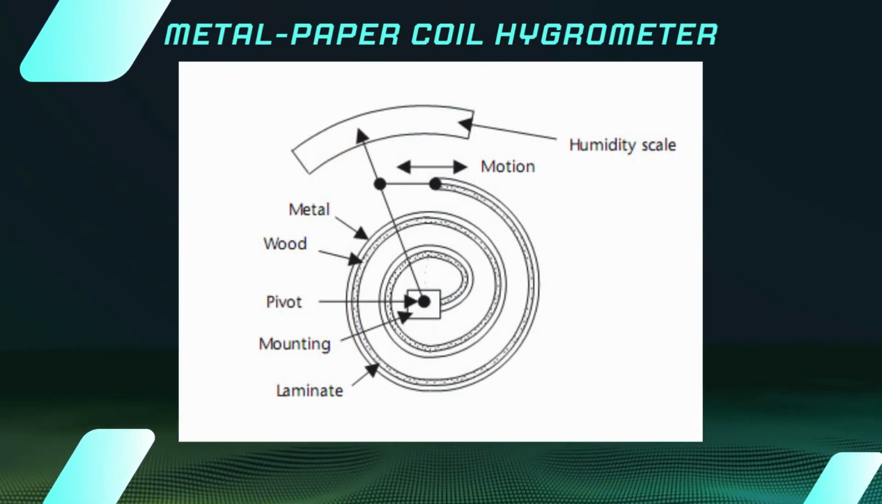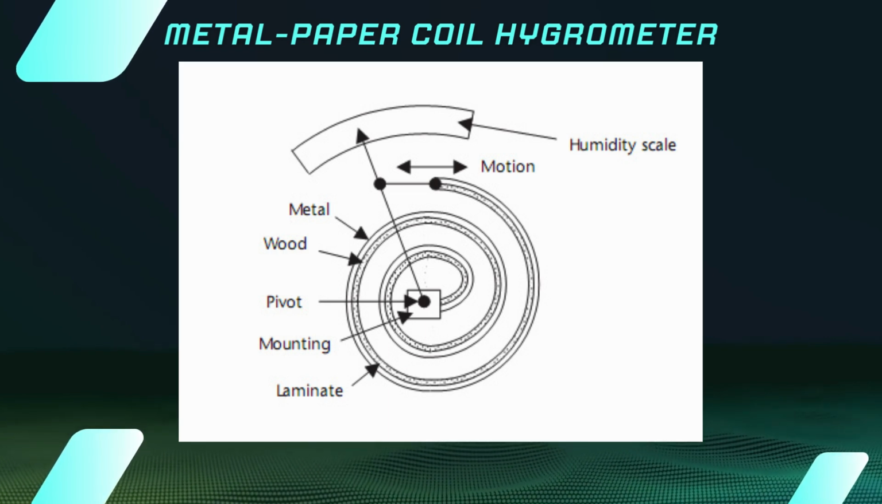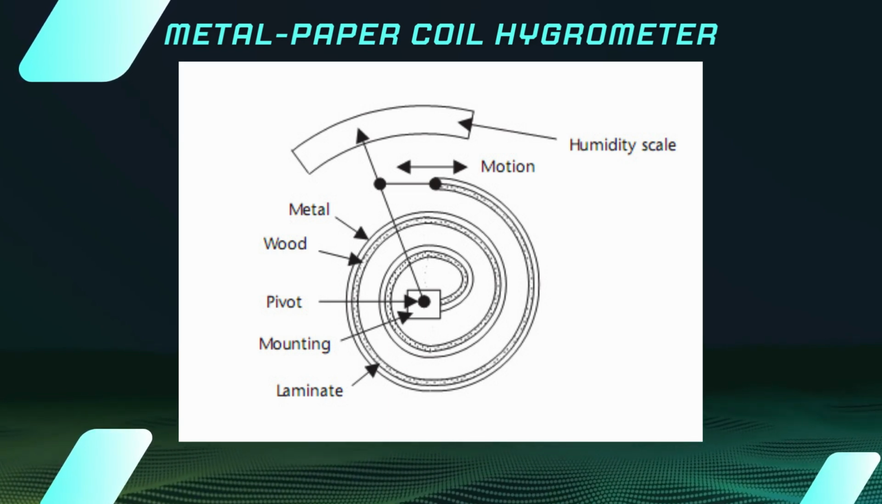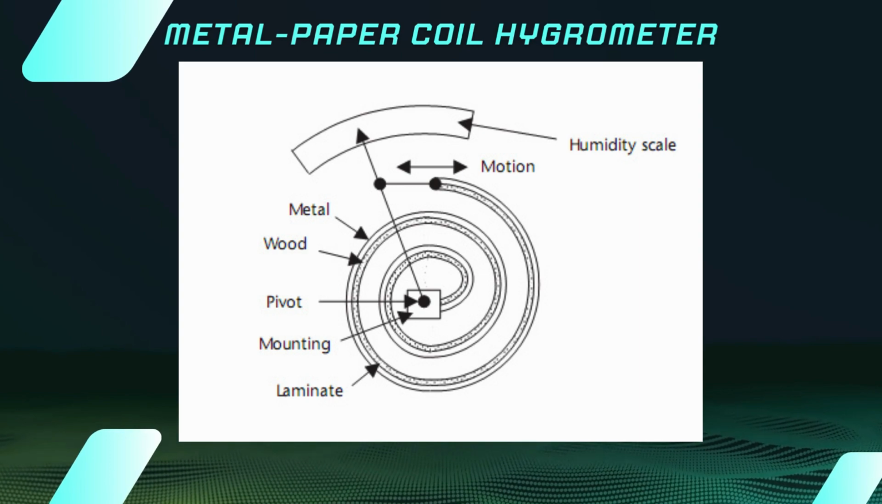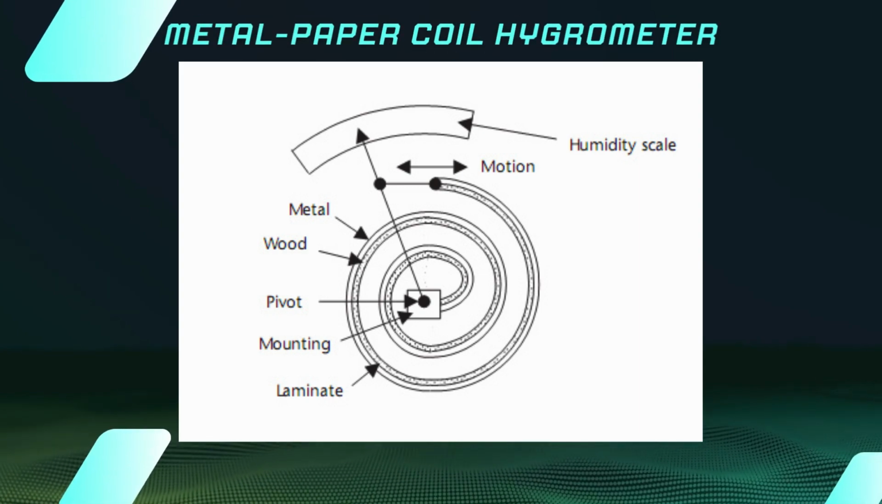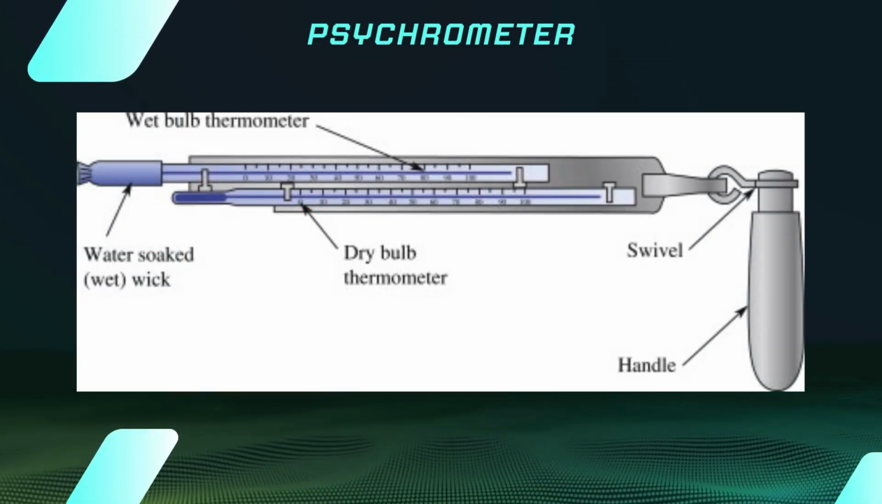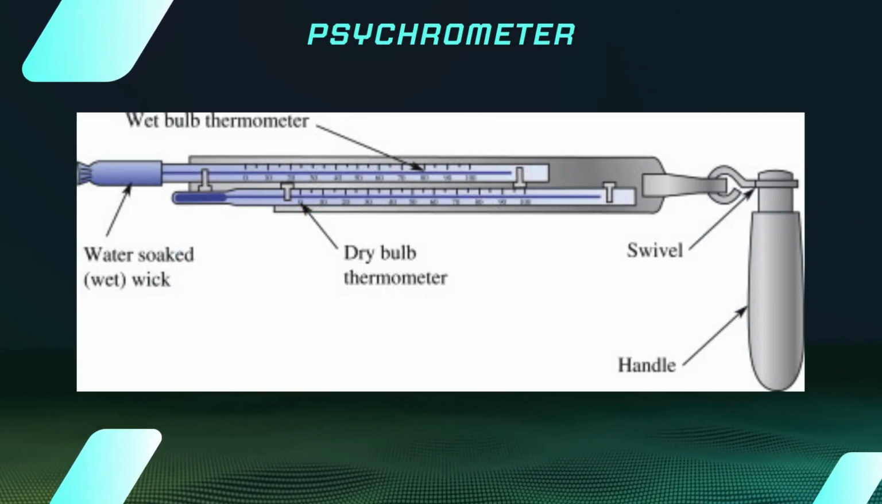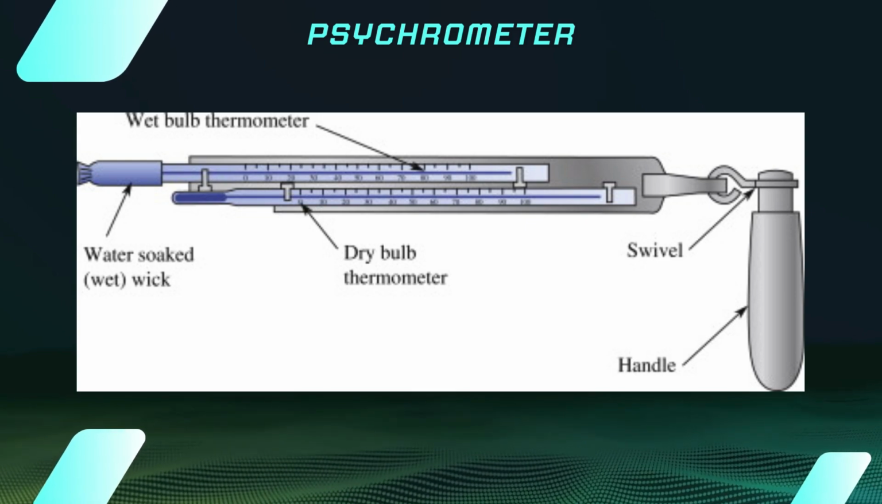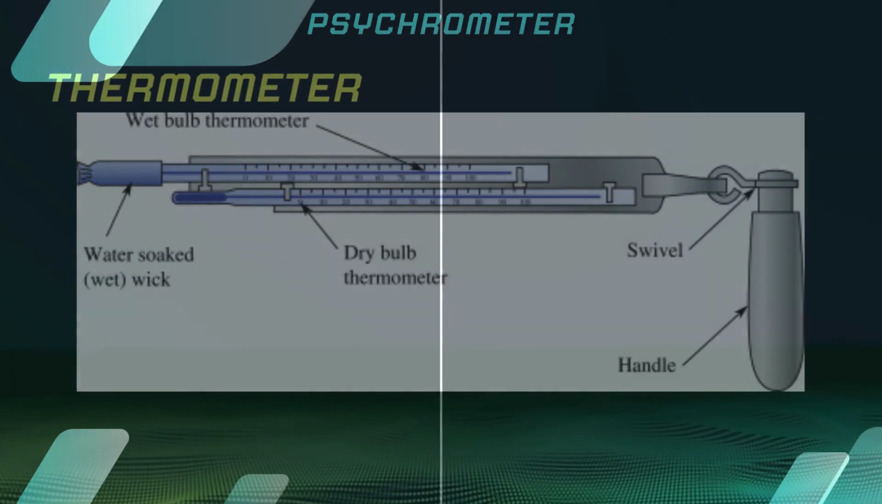A metal paper core hygrometer consists of a thin metal strip bonded to a hygroscopic paper or polymer strip. Alongside that, there is a humidity scale, pivot, mounting wood, and laminate. The primary components of a psychrometer are two thermometers, a wet bulb with wick and a dry bulb. It has reading scales, a swivel, and a handle.